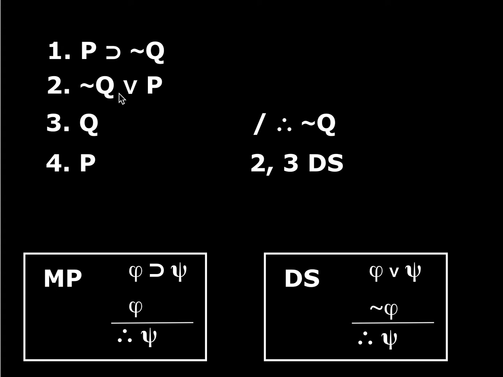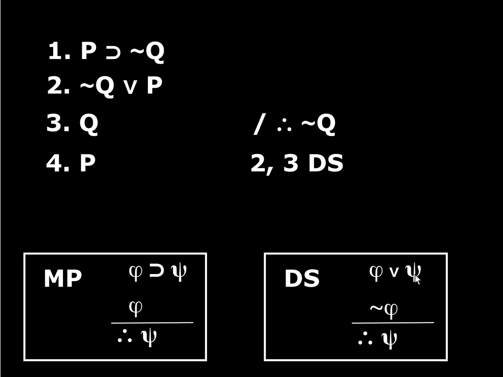Okay? So this is my justification for that. All right, now we're not done yet. We want to get not Q. We don't have that yet. We have to keep going. Now, is there anything else we can do?